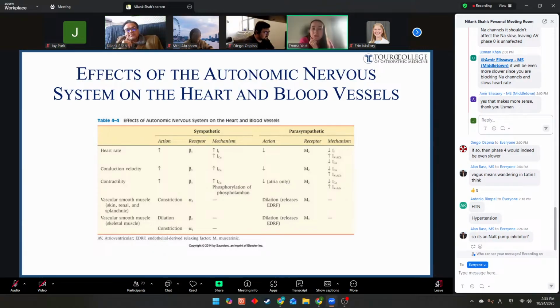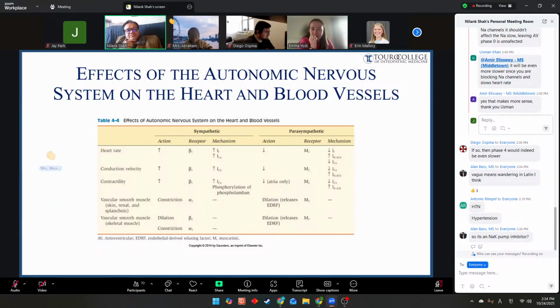You would decrease the flow through the funny channels and then increase the potassium efflux out of the, I'm sorry, it's the opposite. That's parasympathetic. Yeah, you're right. I know you know that. It's a sympathetic effect, right? Yeah, so it would decrease the size of phase 4.